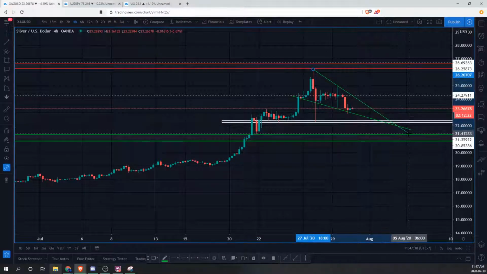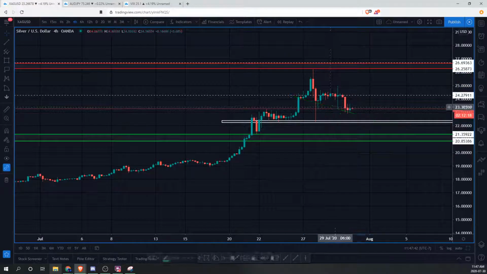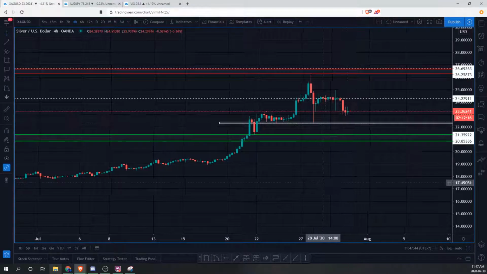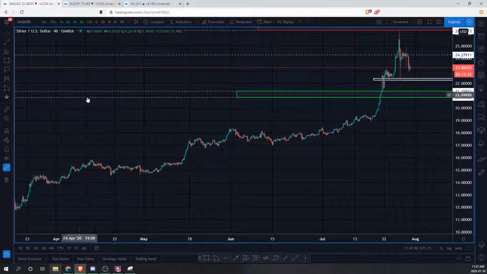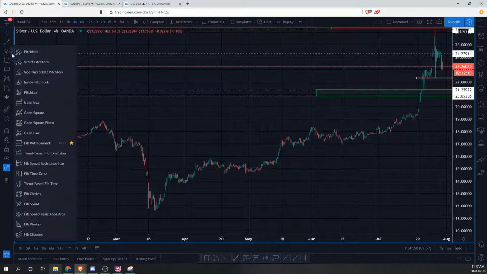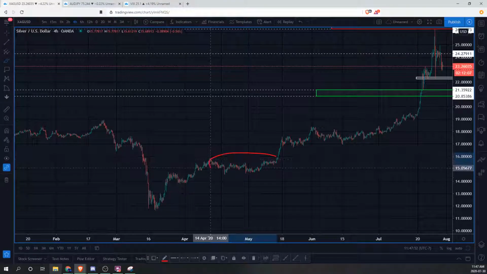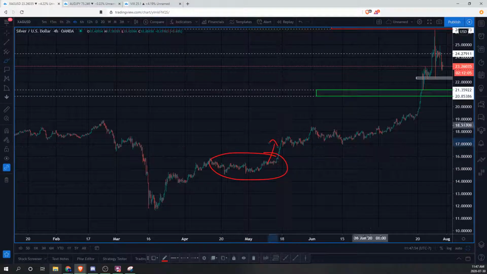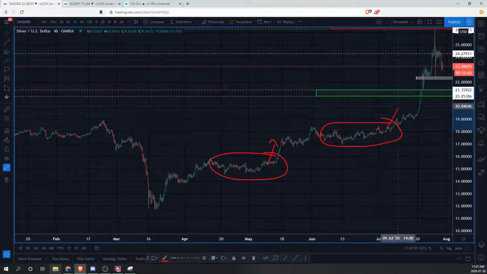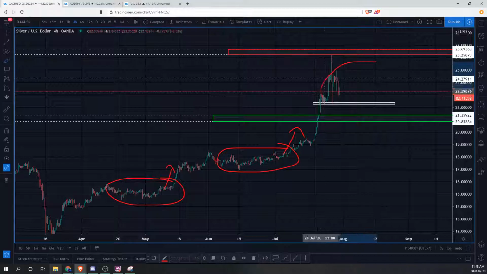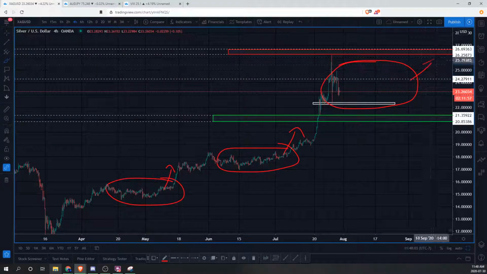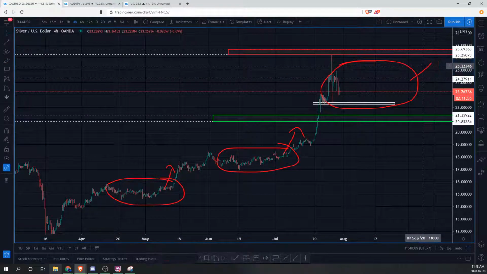I just don't think it's really ready quite yet for a nice structure. I think it just had a massive move to the upside. It's going to need some time, like we've seen here. Consolidated, and then we got to move up. We traded that. Here consolidated, and we traded that. So I think it's just going to need a little bit of time here before it gives us a nice continuation pattern to the upside. But that is what I'm going to be looking for.